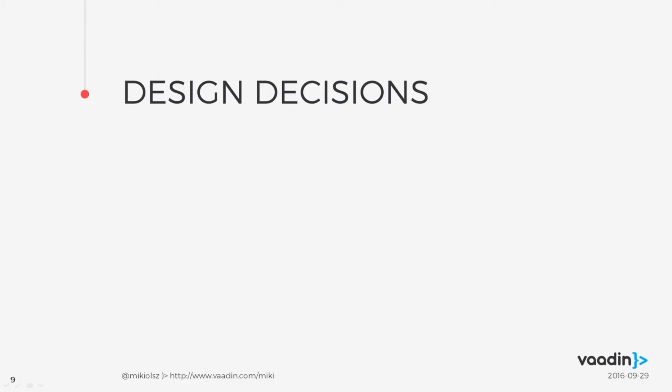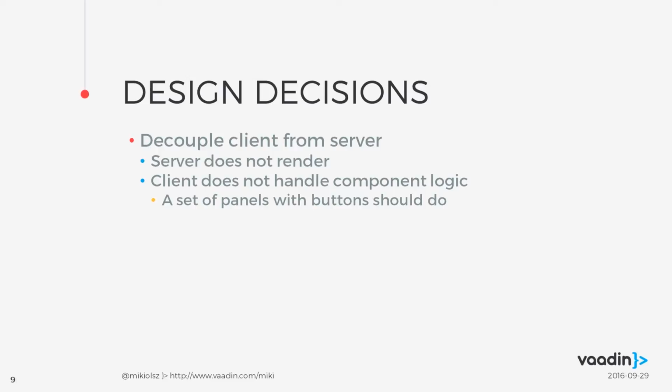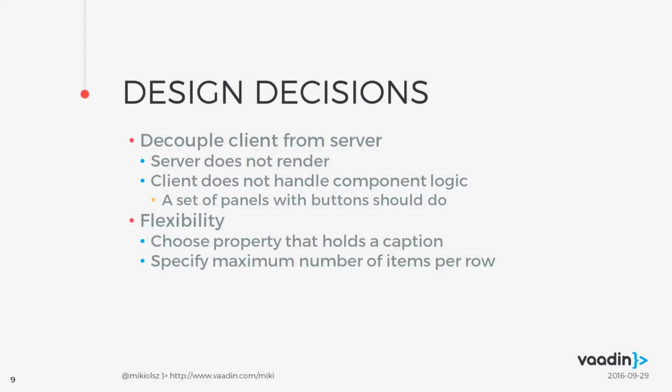So a few design decisions. We are decoupling client from server. So the server-side code, the Java code that is run on the application server, does not render. The client is not responsible for any component logic. And then we want some flexibility there, so we would like to be able to choose a property that holds a caption. So we do not have to pass, for example, strings. We can pass objects. We also want to have a maximum number of items per row.